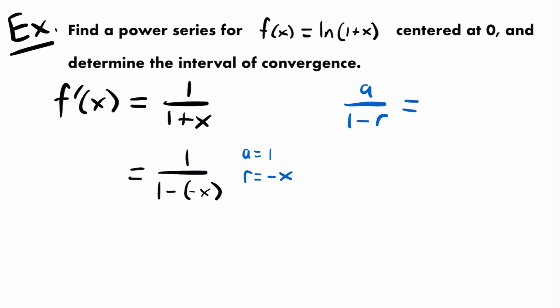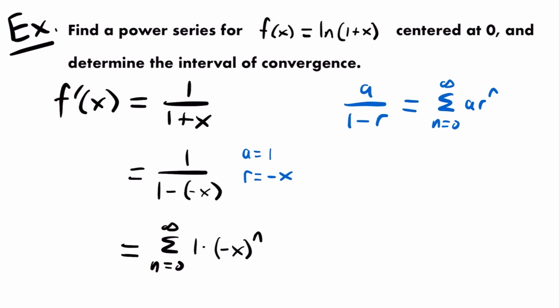Remember that the sum of a geometric series is equal to the sum from n equals 0 to infinity of a times r to the power of n. So in this case, we'll have that our derivative is equal to the sum from n equals 0 to infinity of a, which is just 1, times r, which is negative x, to the power of n. Now if we simplify, 1 times anything is just that value, so we can ignore that 1. But then I'm going to separate this negative from the x, and what I mean by that is we're going to have the sum from n equals 0 to infinity of negative 1 times x to the power of n, right? Negative 1 times x is the same as the negative x, so I just split that up.